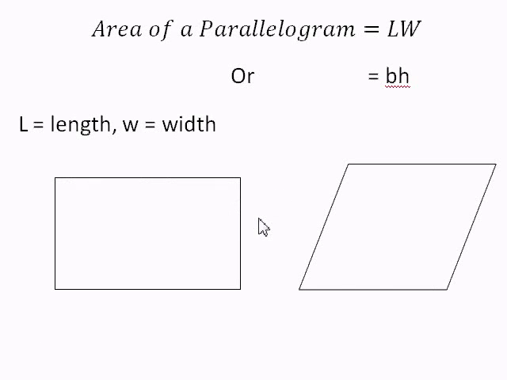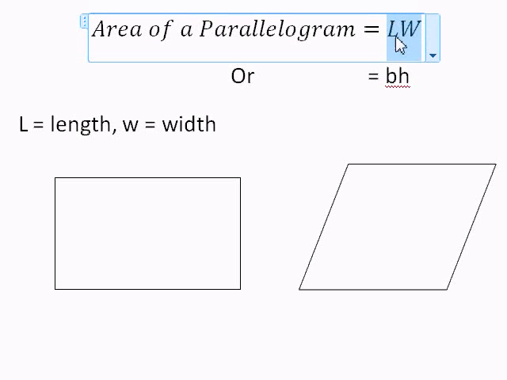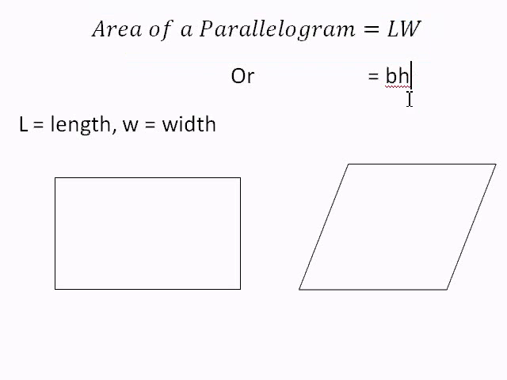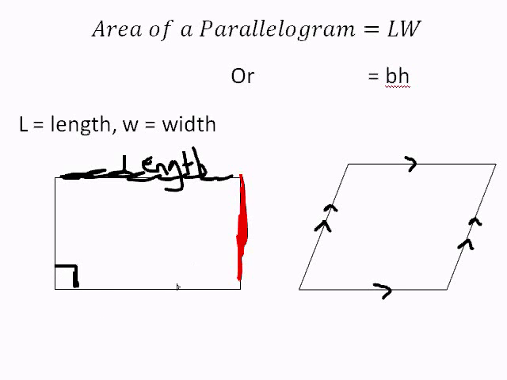Now we're going to take a look at the area of a parallelogram. The area of a parallelogram is length times width, or just LW, or it can also be listed as base times height. Let's take a look. This first shape is a parallelogram. We're going to assume that we know that because all of the angles are right angles. And the length is the distance across. The width would be the distance up and down in this case. Honestly, it doesn't matter which one you call the length and which one you call the width for a rectangle.